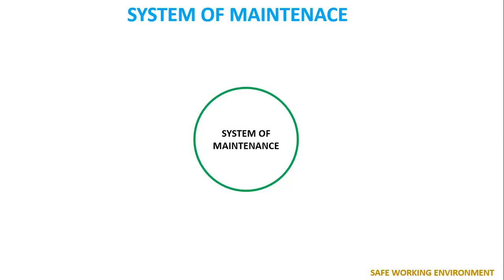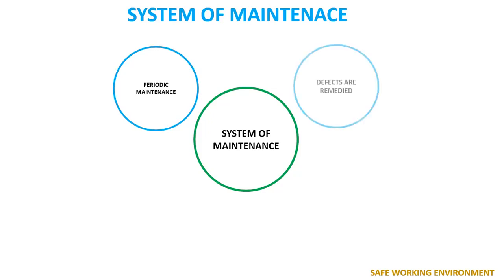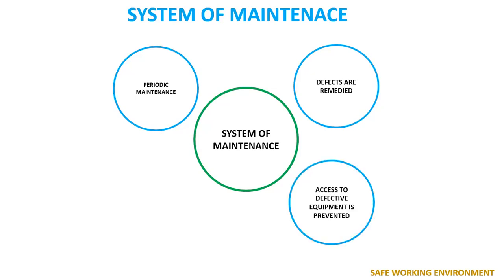So what are the parts of the system of maintenance? The first part is the periodic maintenance. Then once the defects are identified, the defects should be remedied. Then the access to the defective equipment should be prevented and a proper record should be kept.